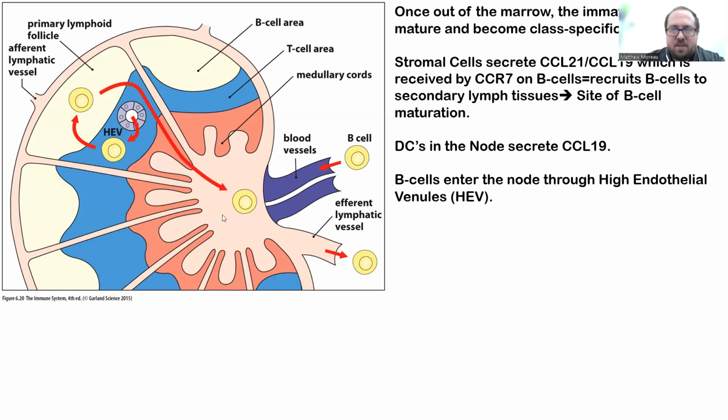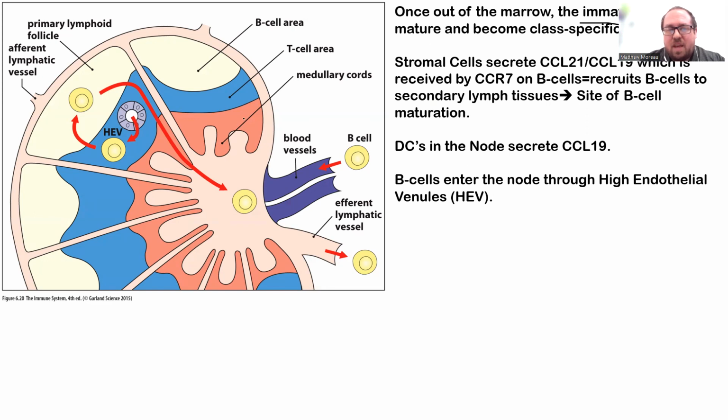So once the B cells come out of the marrow, they exist as immature B cells, and they must become mature before they can actually be possibly activated in the case of an infection or an immunological cascade.